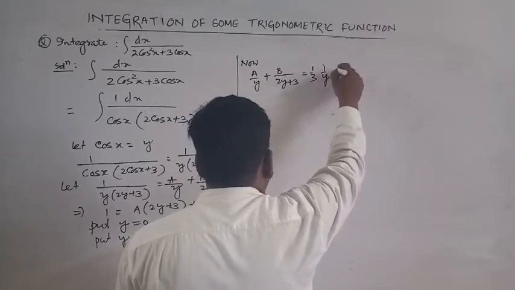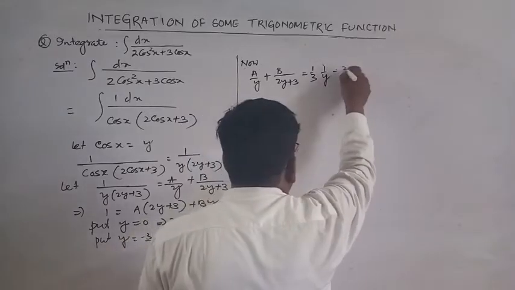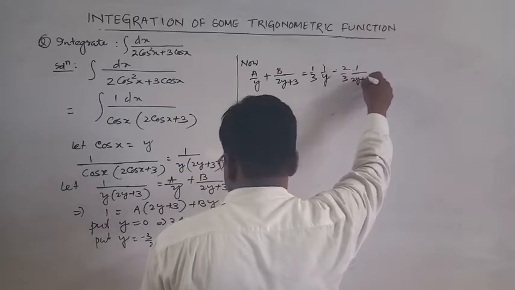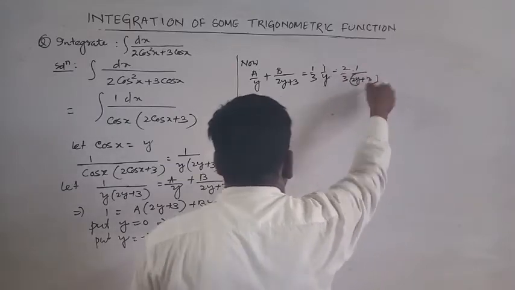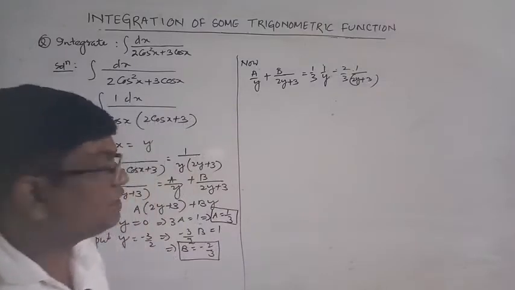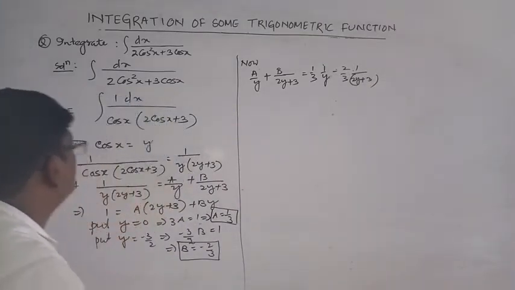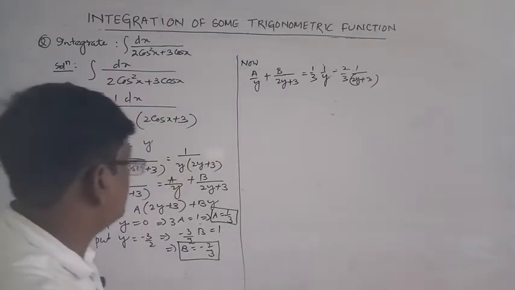And what is the value of b? Minus 2 by 3 into 1 by 2y plus 3. Now actually the question is in terms of x, cos x. So put y is equal to cos x here.